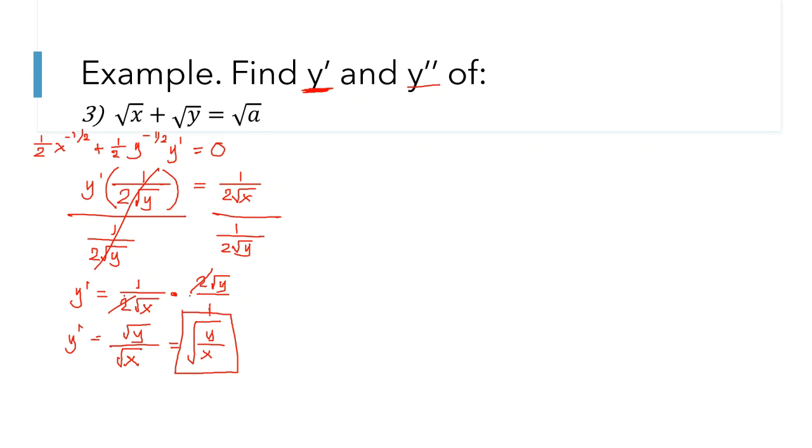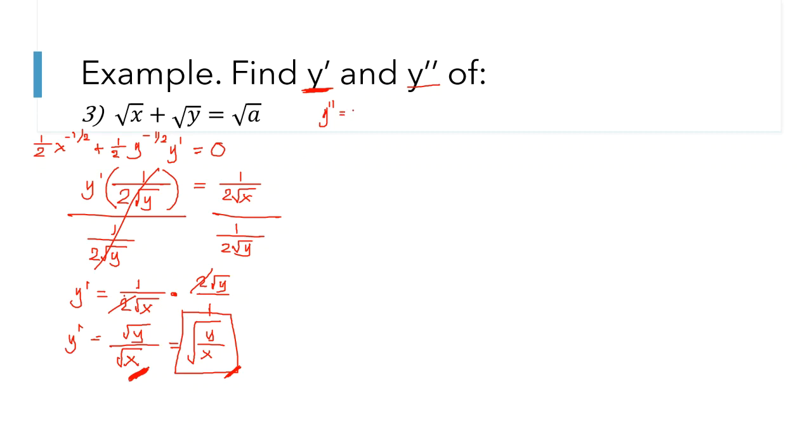Now we also have to look for our second derivative. You may use either of the two. You may use this one or you may use this. So in my case, I will just use this in order for me to use the quotient rule. So in order for us to find the double prime, we have to use the quotient rule.